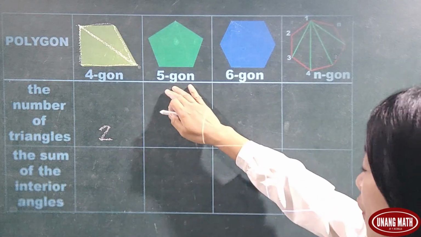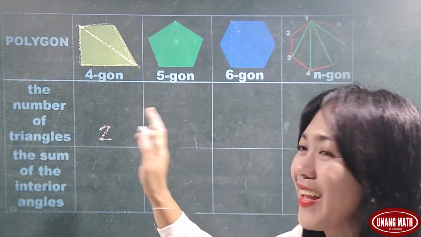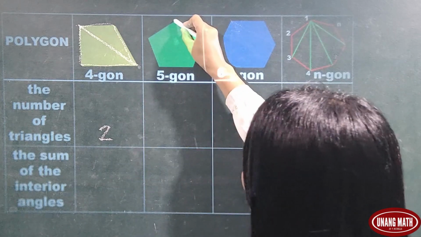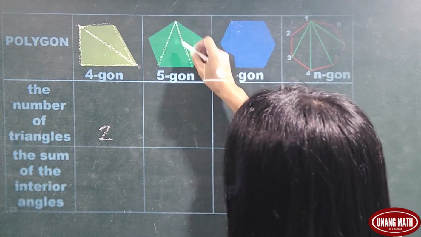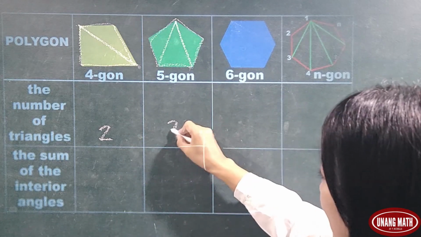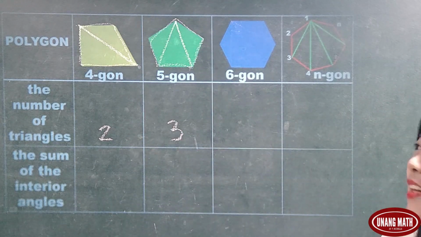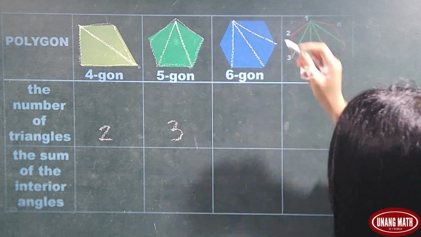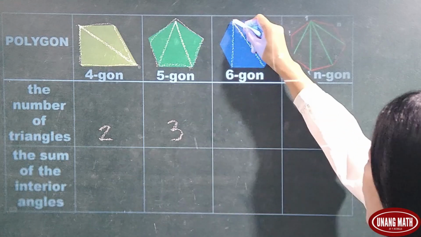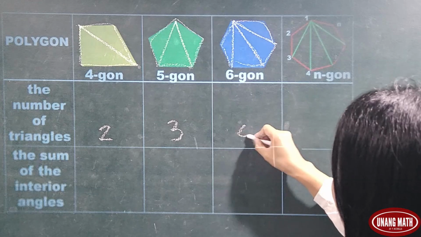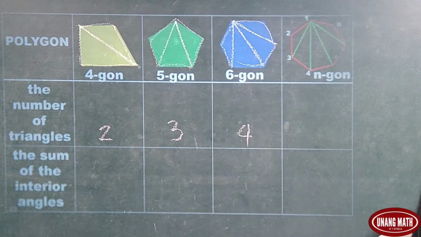Okay, what about for a fivegon? How many triangles can be created in a fivegon? So draw diagonals, and there are three triangles. For a sixgon, okay, let's draw diagonals and let's find out how many triangles are created. So we have here 1, 2, 3, 4. So there are 4 triangles.